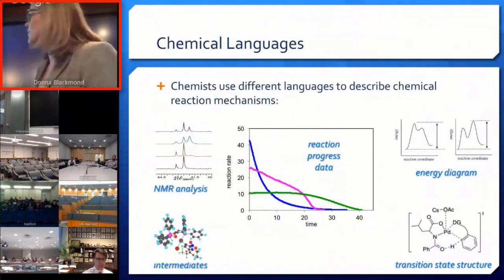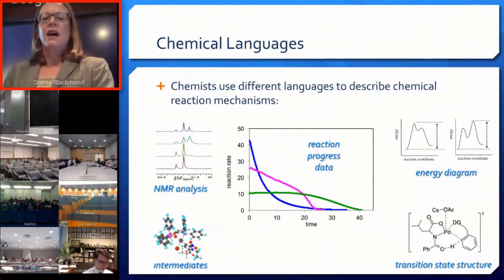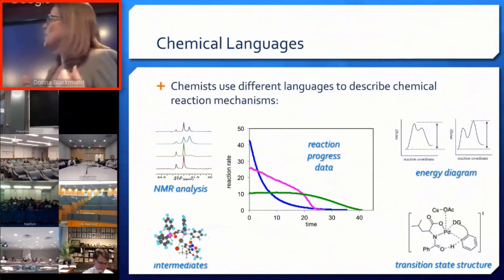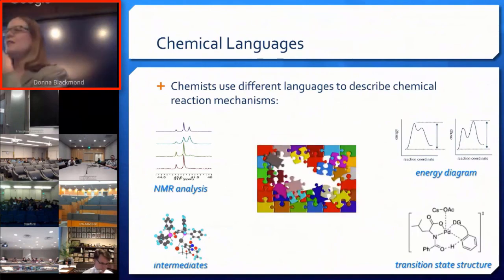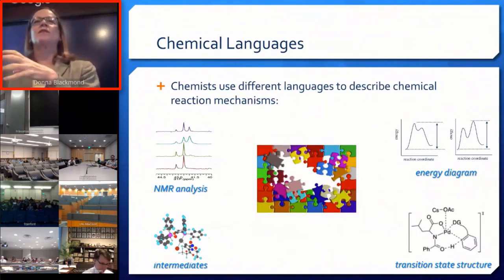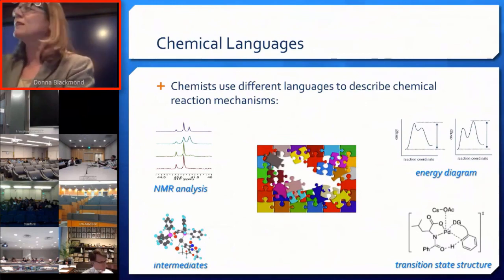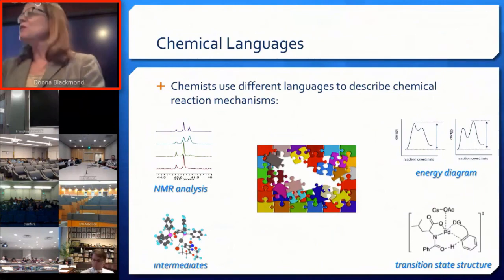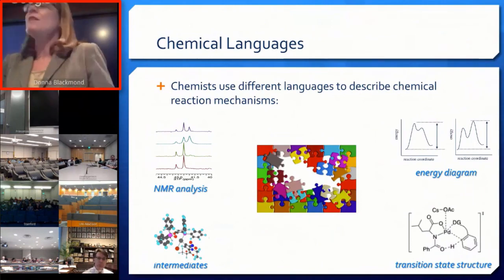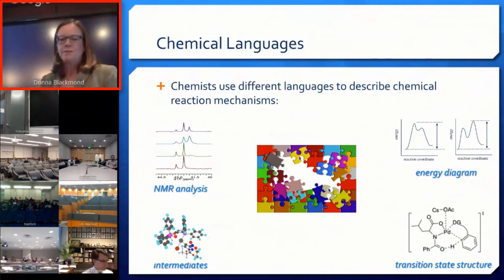Back to that first slide that I showed you about the different languages. Next slide. The way I think about kinetics, which is reaction progress data in this case, is like putting the pieces of a puzzle together. When you get the kinetics, you've got these pieces of the puzzle, and you say, where does this one fit? And if you can think of another experiment to do, spectroscopy or something, that helps you see where that piece of the puzzle fits.